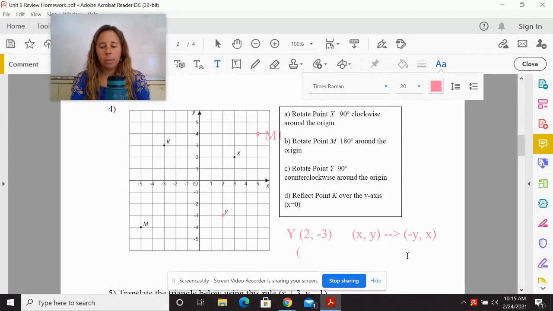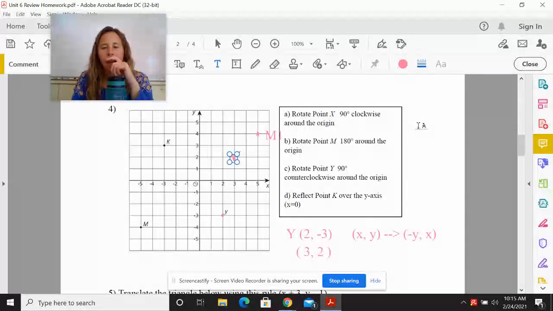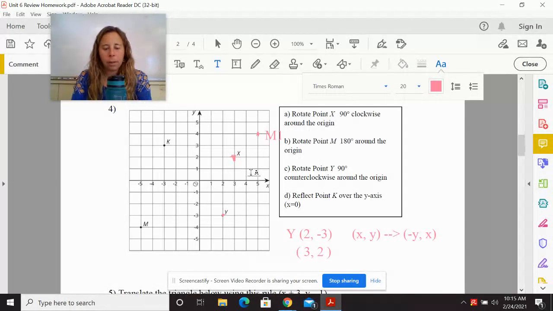So switch them, so negative 3, 2, and then this becomes positive. So it becomes the opposite of whatever it is. Okay. 3, 2, which is going to be right where X is. So that would be our new Y point. Actually, let me write it down. So that's actually Y prime. And this is actually X prime.